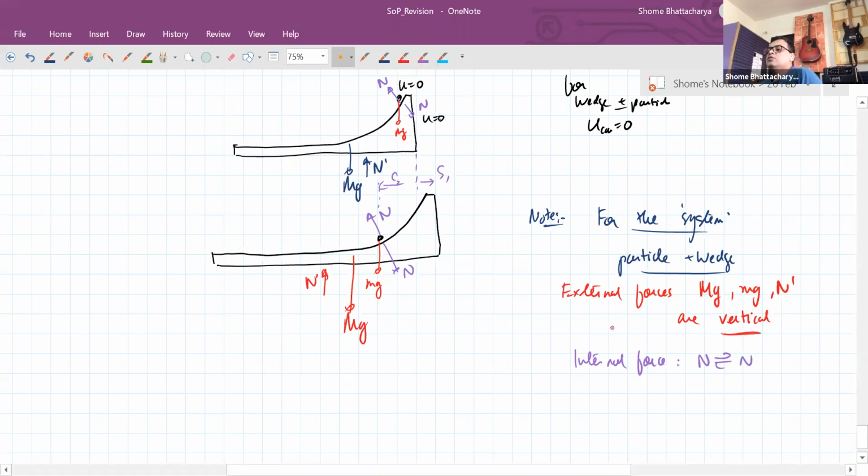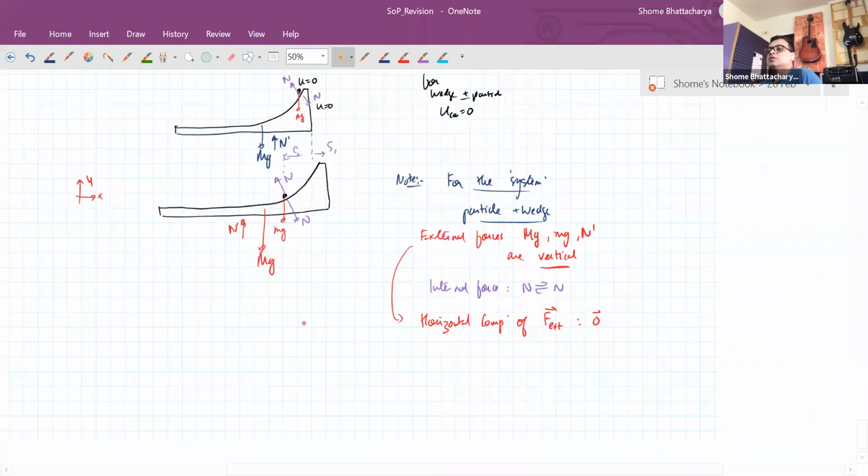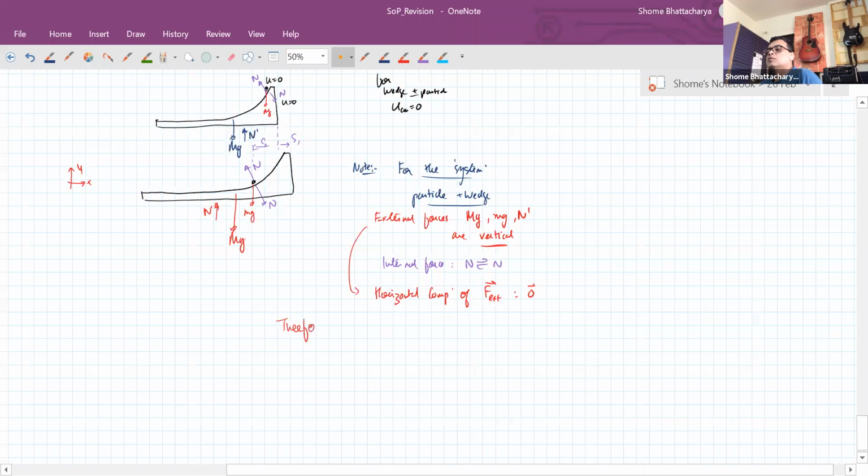So because the external forces are all vertical, that means the horizontal component of the net external force is zero. So if we take the horizontal direction as our x-axis, the system's horizontal momentum can be conserved. We cannot conserve momentum for the system, but we can conserve the horizontal momentum for the system.